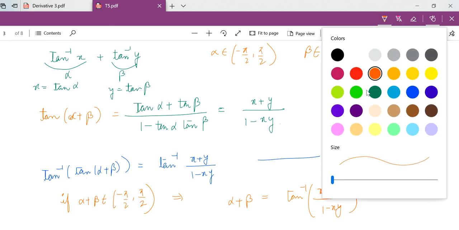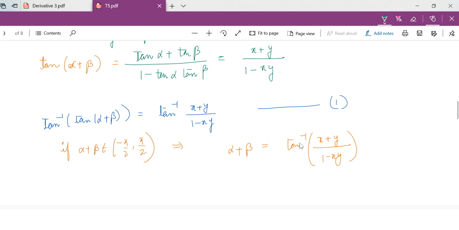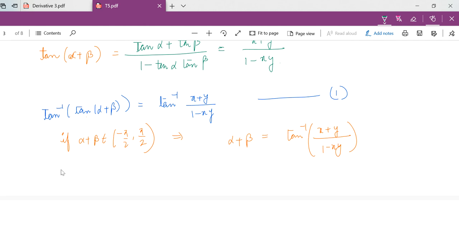One thing is very simple over here. If I want to ensure this, how? I just take alpha to be, let's say, negative, and I take beta to be positive, not a problem. Now can you see, where is my alpha plus beta? The lower values negative pi over 2, higher values plus pi by 2. So your alpha plus beta will definitely be in negative pi by 2 to pi over 2.